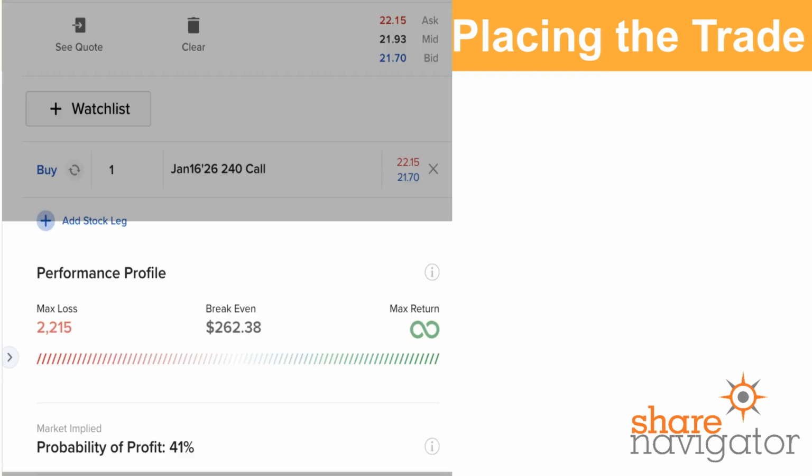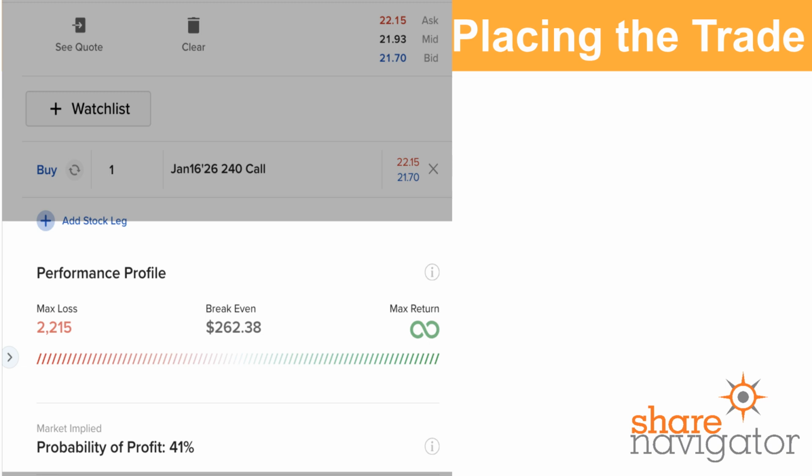Next up in that screen is the performance profile. And this is brilliant. This is going to tell you what your break-even price, what your max profit and max loss data is. So you can see here for the Apple trade, our max loss is $2,215. That's what we're paying for the call option. Our break-even price is $262.38. And our max return is said to be infinity.